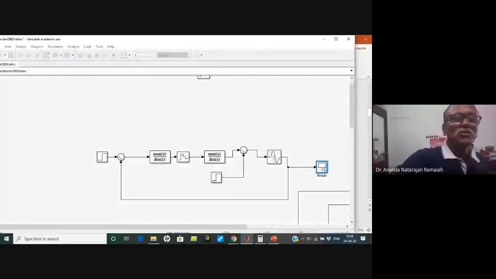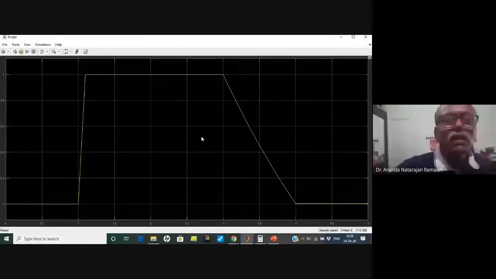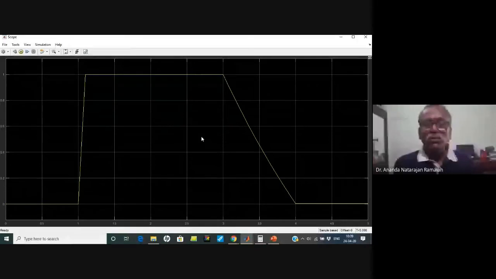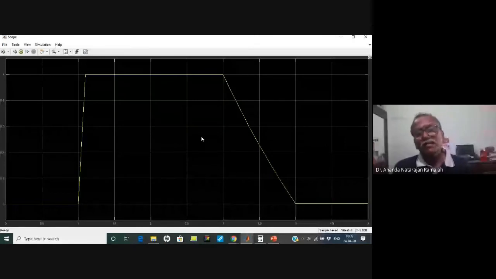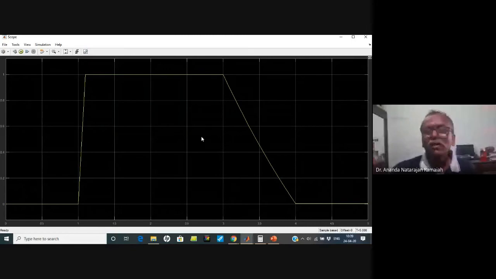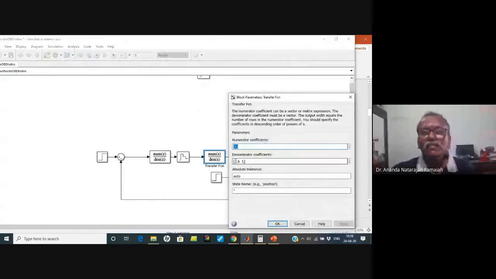You see, there is no overshoot at all, because the disturbance is unity. That's why it goes to 1. Then again it comes to 0 in the 4th sampling instant. That's all. No overshoot and no oscillation, because the mathematical model is a perfect model of the process.